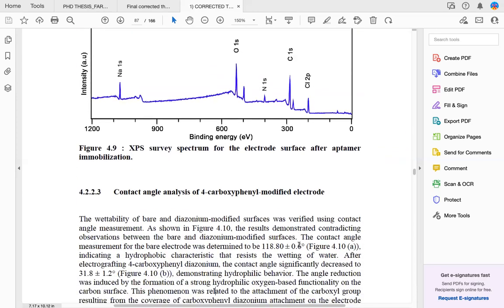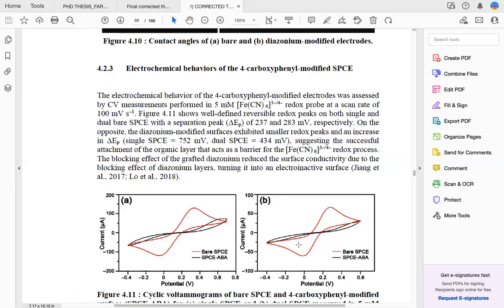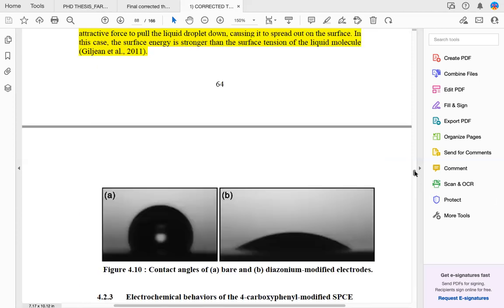Okay, let's look at contact angle. As I mentioned, if you haven't heard of contact angles, you can see the contact angles of A, which is bare, no modification, and B with modification, diazonium. So you can see this is a hydrophobic surface. Once it is modified, it is hydrophilic. Okay, that is contact angle. It's quite easy, but it's very useful to prove the changes on the surface.